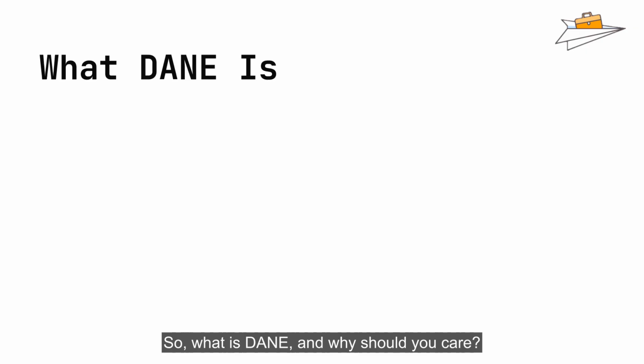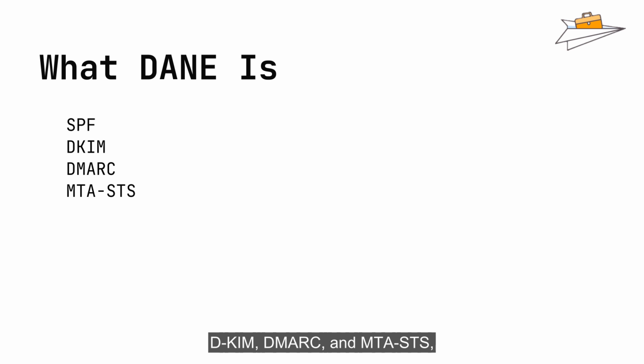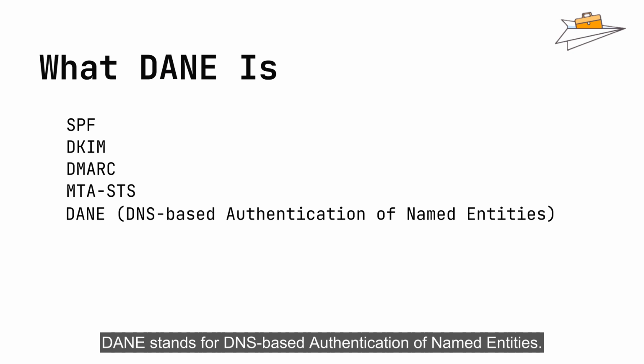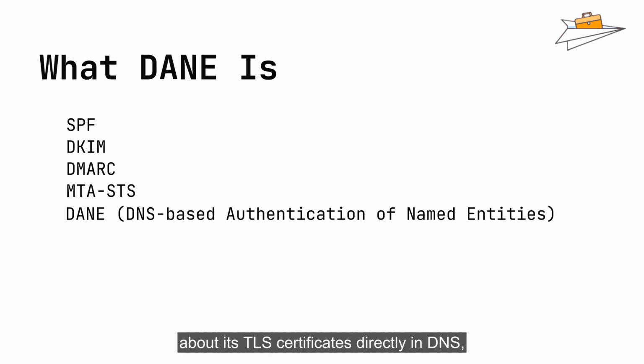So what is DANE and why should you care? If you're already juggling acronyms like SPF, DKIM, DMARC, and MTA-STS, here comes one more to the list. DANE stands for DNS-based authentication of named entities. In simple terms, it allows your domain to publish information about its TLS certificates directly in DNS, and that information is protected by DNSSEC, which ensures it can't be tampered with.